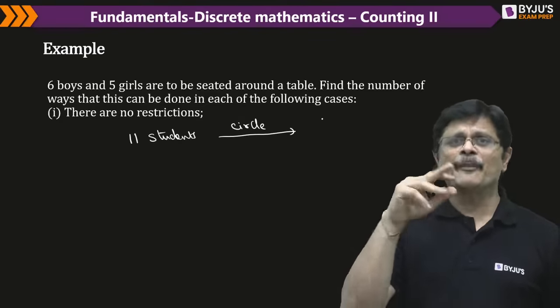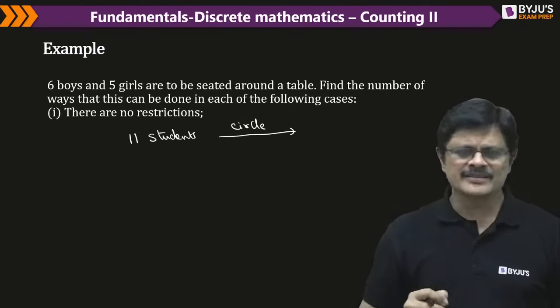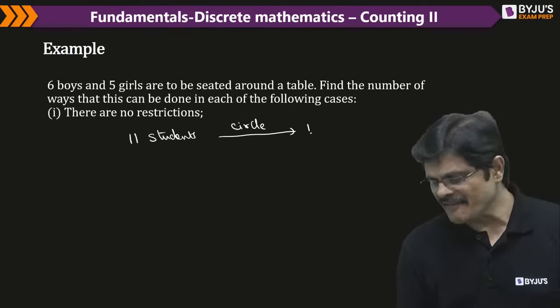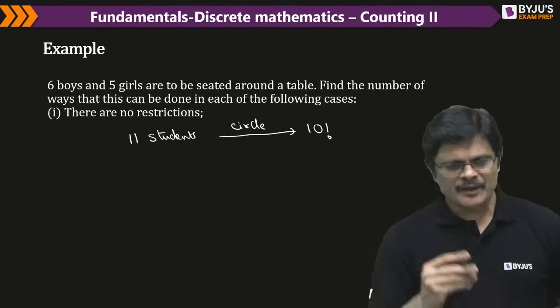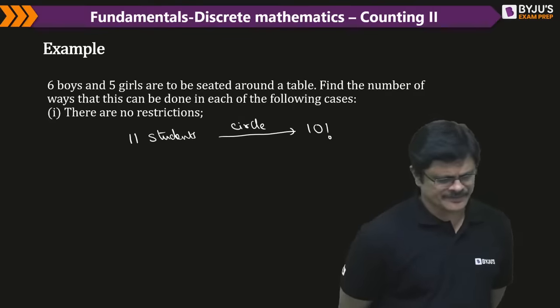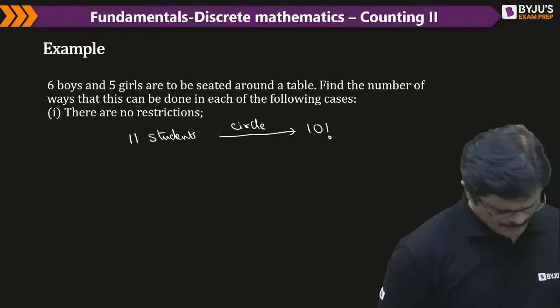See, in a circular permutation, you have to fix one object. So 10 more will be there. You have to arrange them linearly. That is 10 factorial ways. Without any restriction is a simple problem, which is 10 factorial.